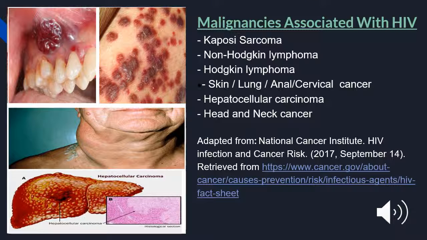So this is the list of the cancers associated with HIV, and I have included some pictures of them. It includes Kaposi sarcoma, non-Hodgkin lymphoma, Hodgkin lymphoma, skin, lung, anal, and cervical cancer, hepatocellular carcinoma, and head and neck cancer.